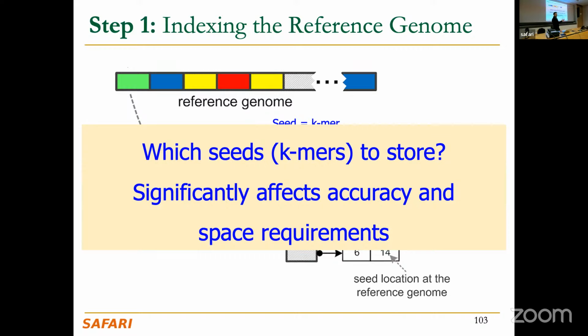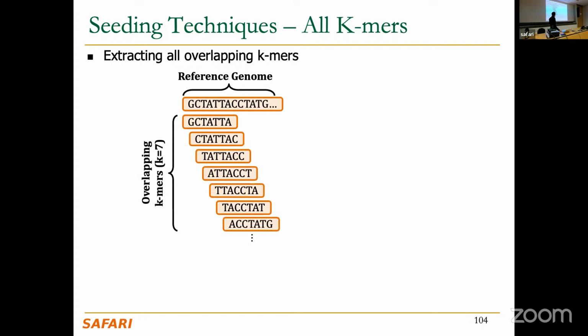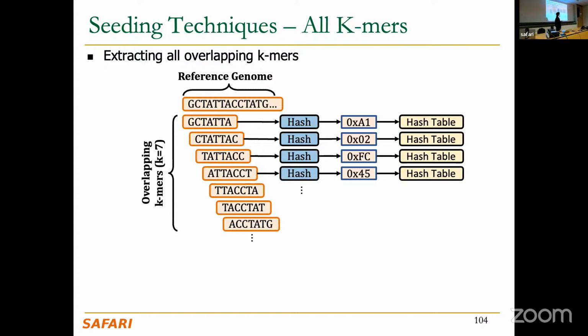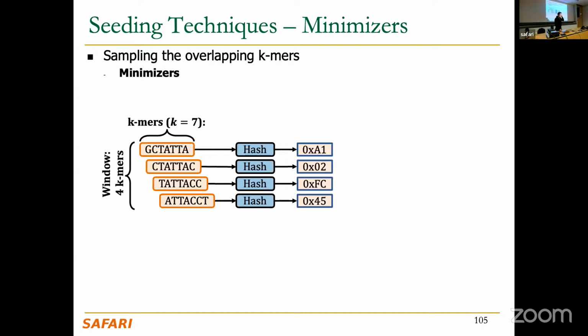And one idea is to extract and store all k-mers. What this means is that assume this is your reference genome, and let's say you have a k of size, in this case 7, you may start from the very beginning and shift right. This is another k-mer, another k-mer, another k-mer, and so on, right? So you may generate all 7-mers by shifting by one character every time, and then you may generate hash values from those to use as keys, and then store them in a hash table along with their positions. The benefit is that this is highly sensitive because there is no information lost, but this also incurs large storage space requirements for us.